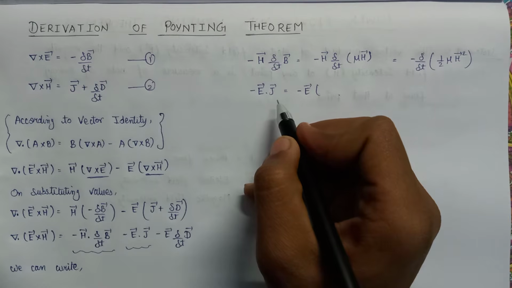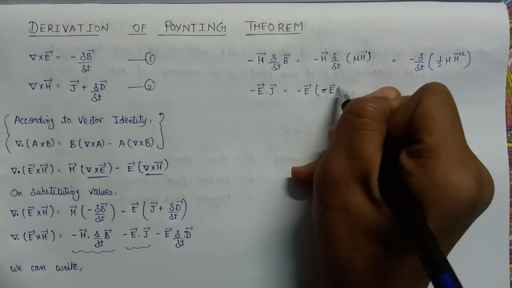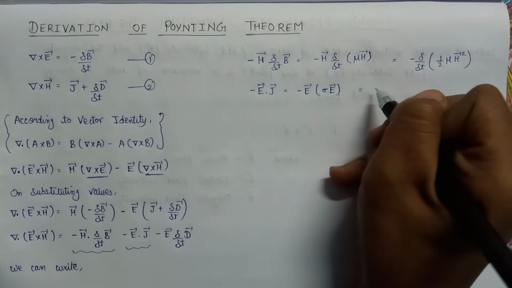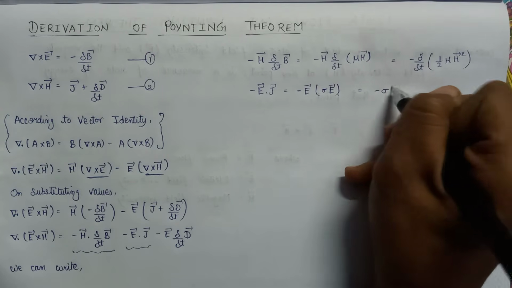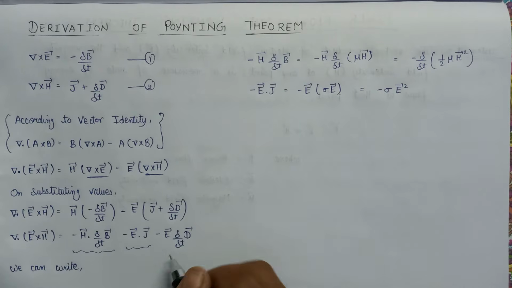we will write sigma into E, because J is nothing but equals to sigma into E. On opening the bracket, it will be equals to minus of sigma into E vector to the power 2. Coming to the third term, that is here.